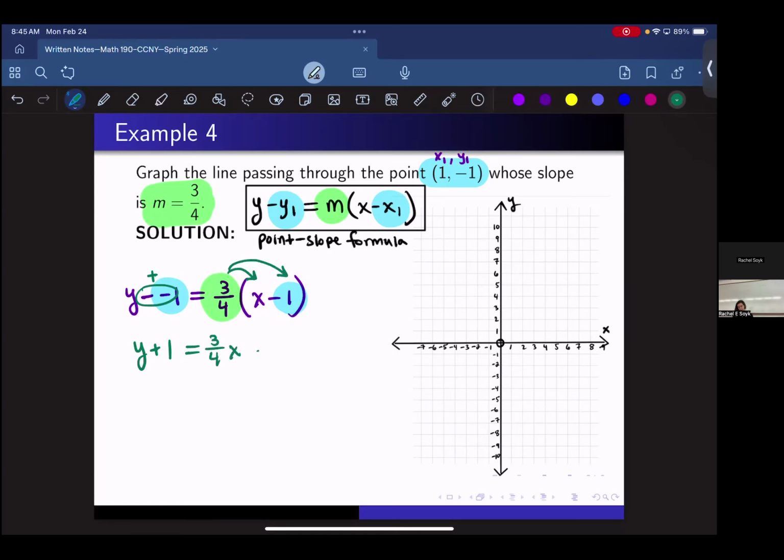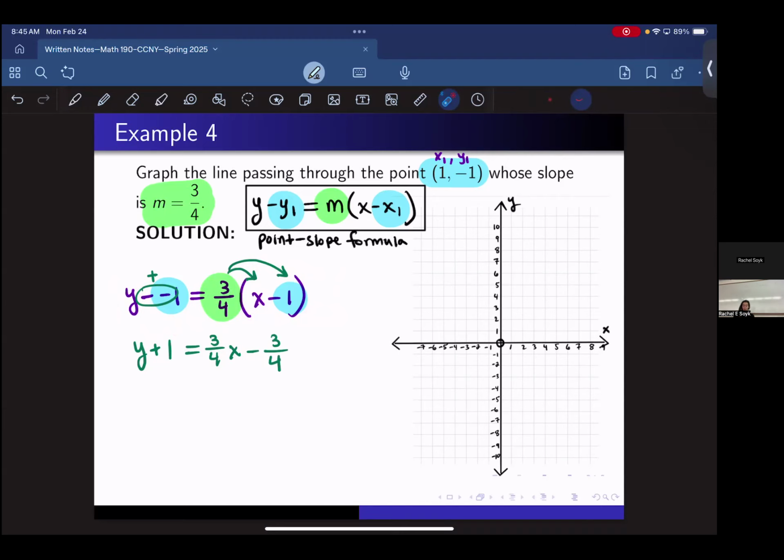3/4 x minus 3/4. If they asked you to just find the equation of a line, and they didn't specify to put it into slope intercept or point slope, then once you get to this part, and I would simplify the two negatives, so once you get to y plus 1 equals 3/4 in parentheses x minus 1, you get full credit. You'd be done, and you can move on to the next question.